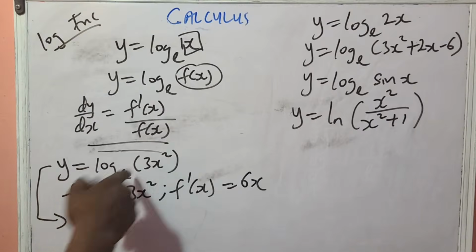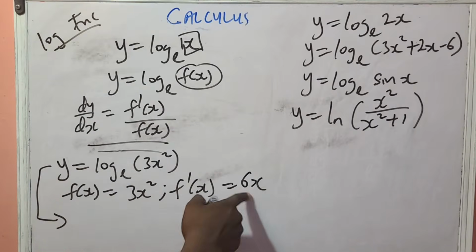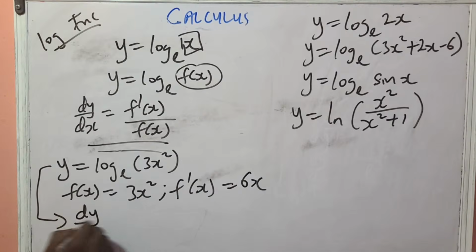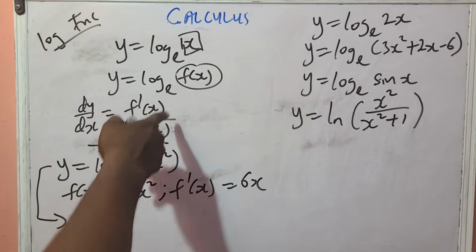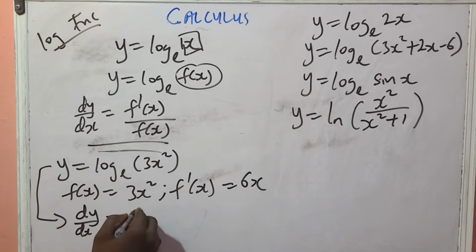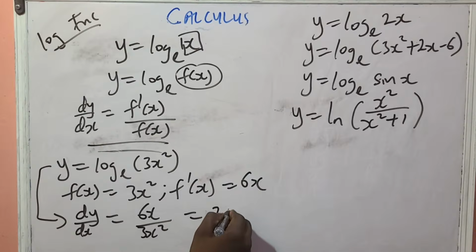I've identified the function, I've done the derivative. What's going to be the dy over dx? The dy over dx is obviously going to be, I said, the derivative over the function. This is the derivative, 6x over 3x squared. You can break this further. This will be 2 over x.